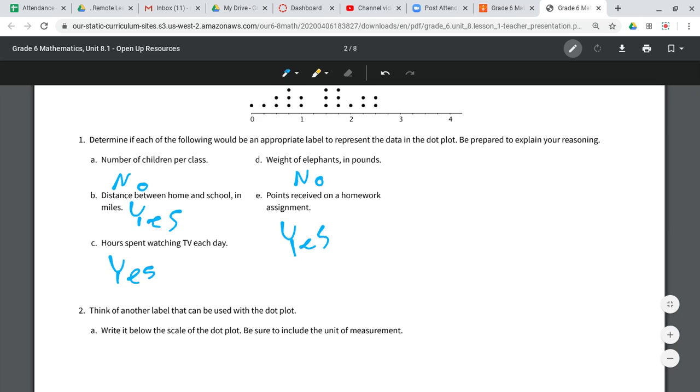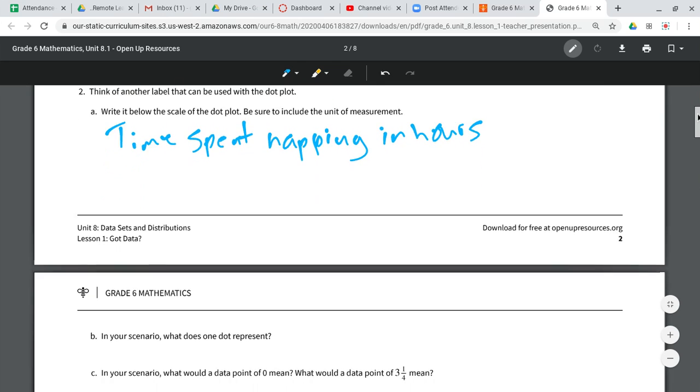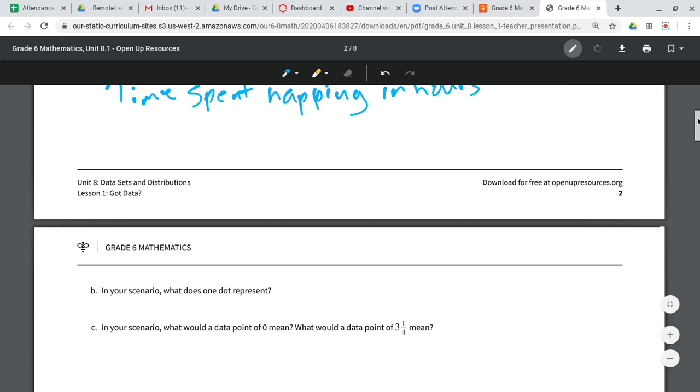Well, the one that I have is time spent napping in hours. So could we have an hour-long nap? Could we have a 2-hour-long nap? Yeah, certainly. So this is one thing it could represent. Now, you could have other things there as well. You just have to make sure that you could have partials on it.